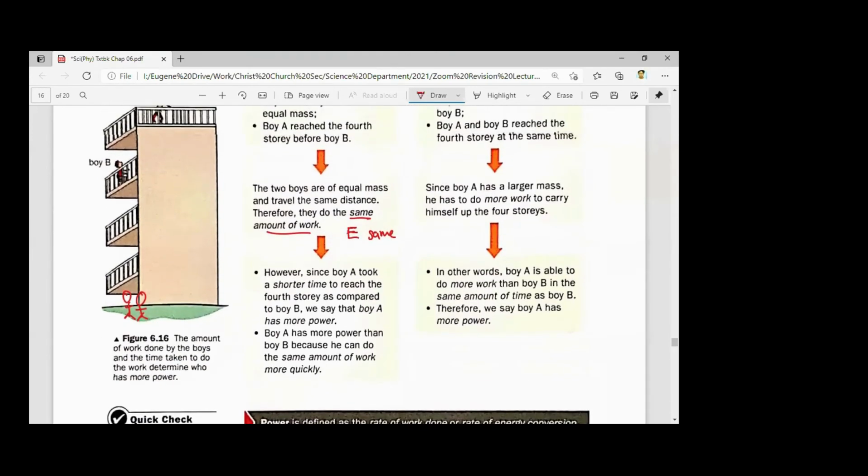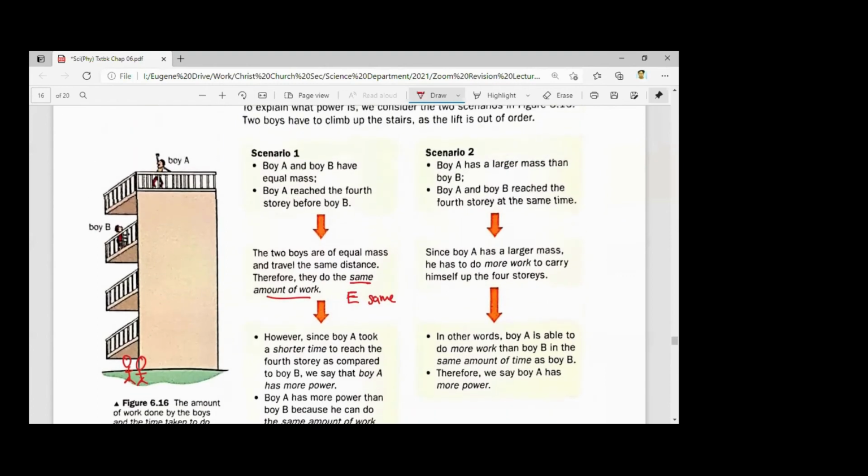However, since boy A took a shorter time, we can say that boy A has more power. Now you can just think about it. Same amount of energy, but I take less time. Obviously, this boy will be more powerful in that sense, right?